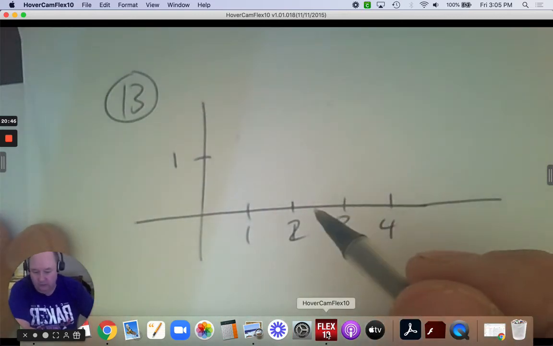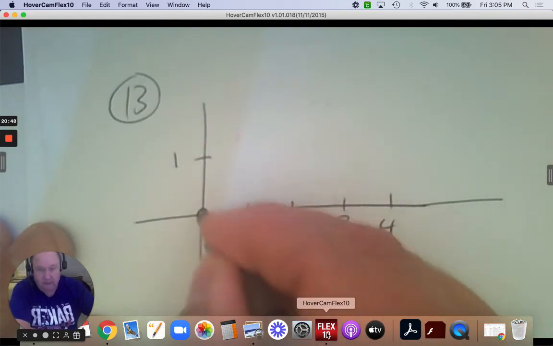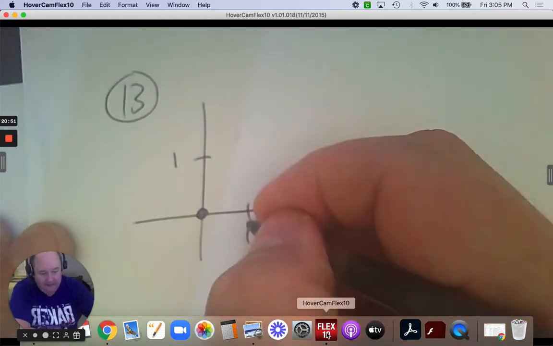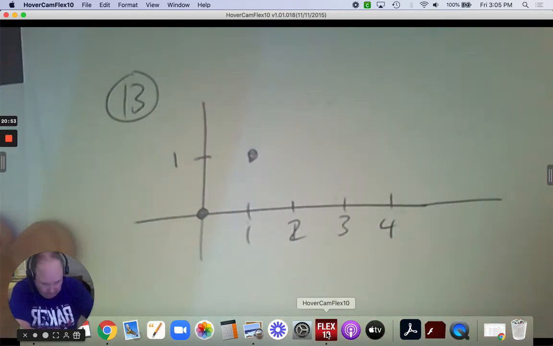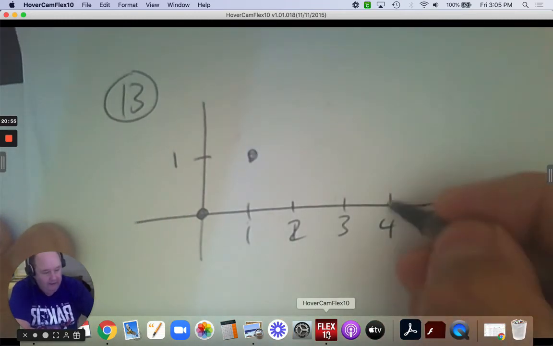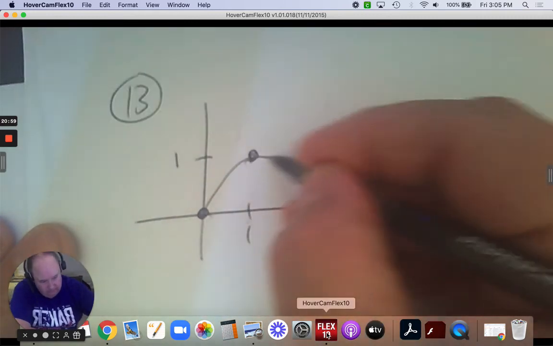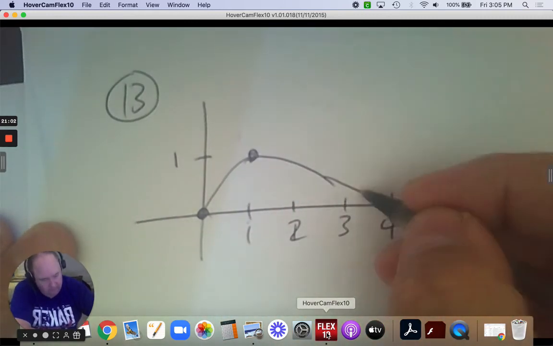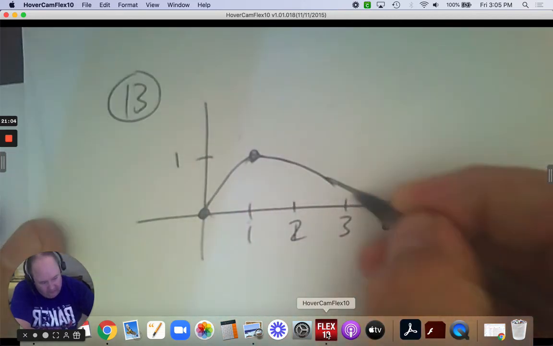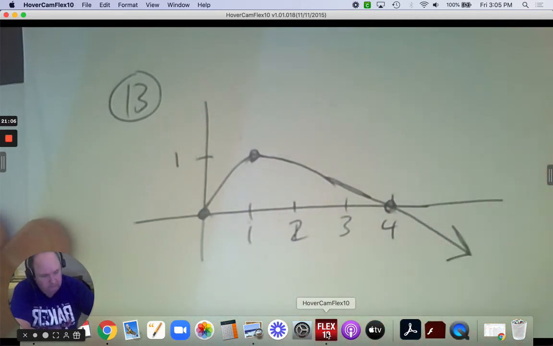So 0, 0. You can just plug in 0 and know that's the beginning part of it. At 1 is a maximum. And then 0 and 4 are intercepts. This is concave down all the way through. Done.